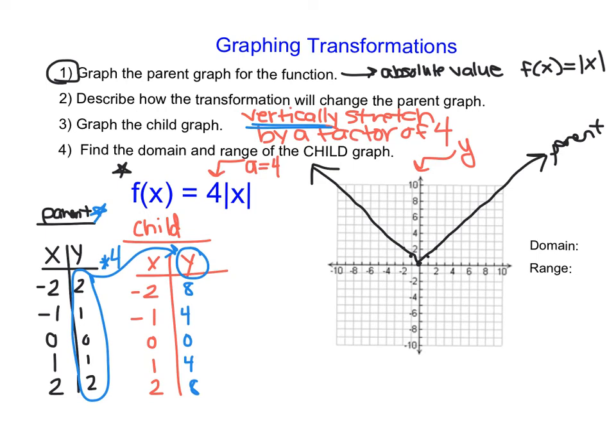Once we've applied all of our transformations, which in this case was just one transformation, we can plot the points on our graph. So here we can say, okay, we're at -2, 8, -1, 4, 0, 0, 1, 4, and 2, 8. If you use a ruler, your graph will look a little bit better than mine, but you can see that this graph gets stretched up vertically and it is 4 times as tall.